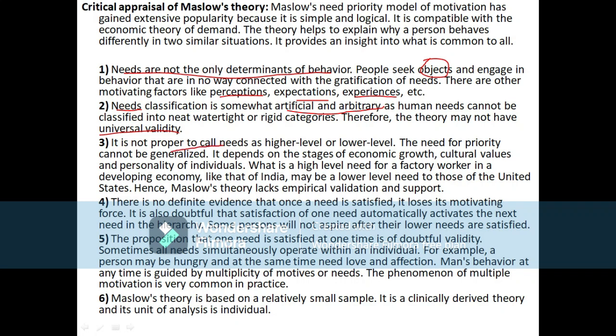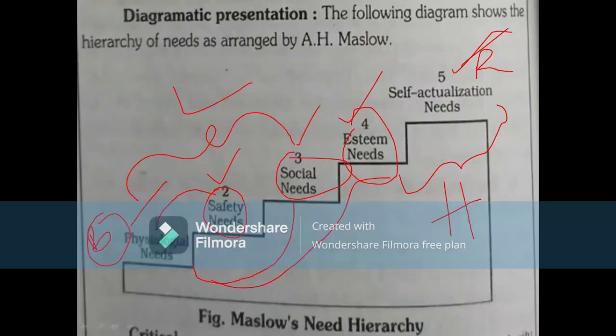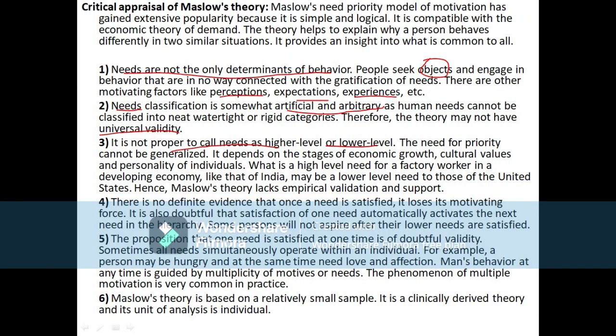Also, it is not proper to call needs higher level and lower level. As I said before, in Maslow's theory, two needs are differentiated as lower level and two as higher level needs. But critics say the priority of needs cannot be generalized, as it depends upon stages of economic growth, cultural values, and the personality of individuals. Some persons may consider a higher need as lower. For example, a factory worker in a developing economy like India may have lower level needs than those of the United States. A factory worker in the US may have higher needs, but the same worker in India will have lower level needs. Likewise, differentiation may occur.